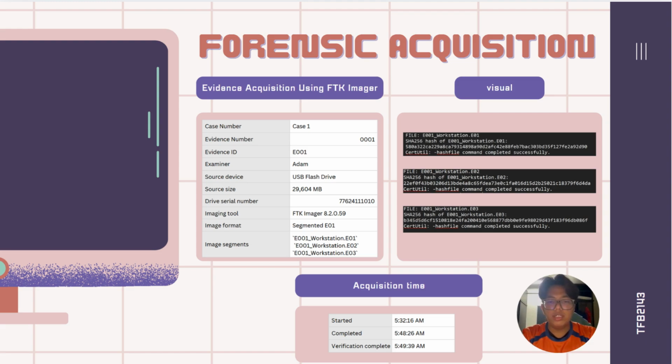After the acquisition process, verification was performed to ensure that the evidence was not modified. The verification process started at 5:48:26 a.m. and completed at 5:49:39 a.m. The hash verification results show that the MD5 and SHA1 values matched successfully, confirming that the forensic image remained identical to the original evidence. Additionally, a SHA256 hash was generated for each image segment using Windows Search Util to provide another layer of integrity verification during the investigation.